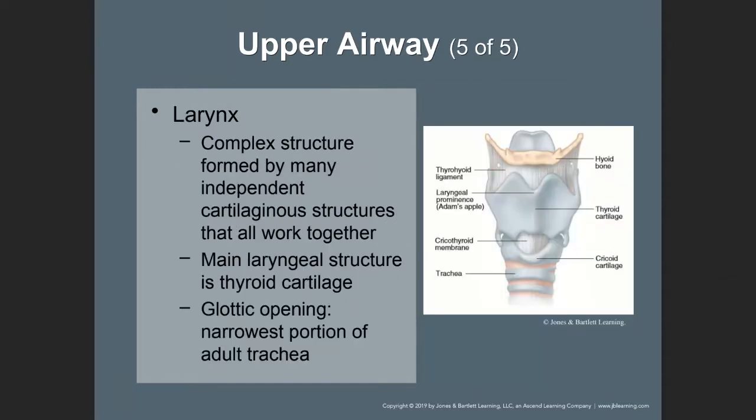Larynx: a complete structure formed by many independent cartilaginous structures that all work together. The main laryngeal structure is the thyroid cartilage, also referred to as the Adam's apple. The glottic opening is the narrowest portion of the adult trachea.